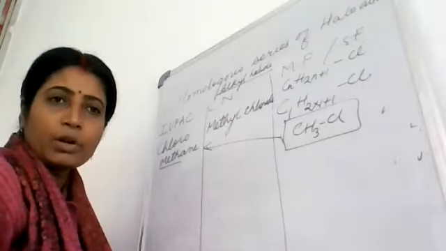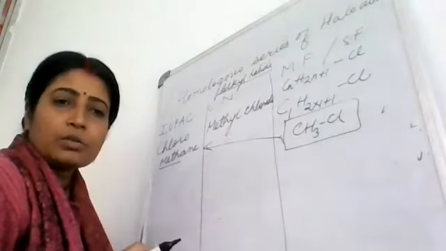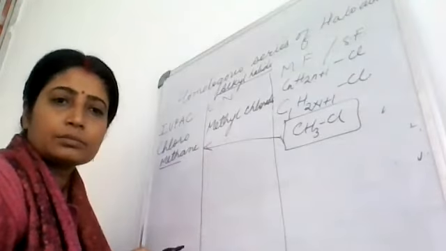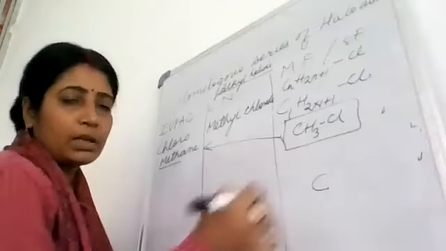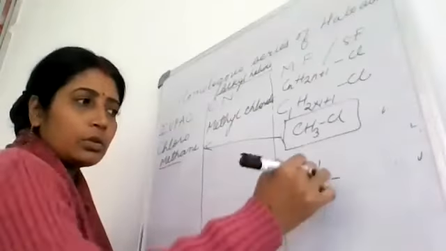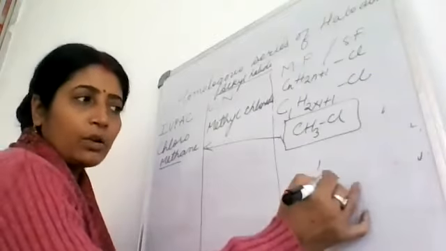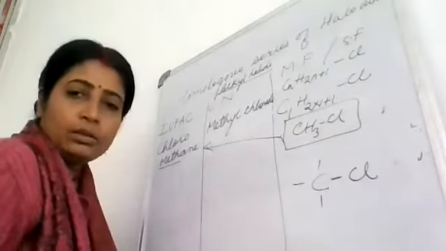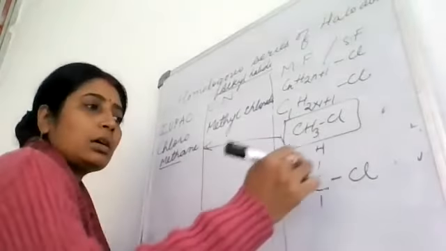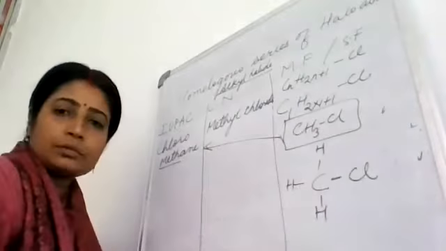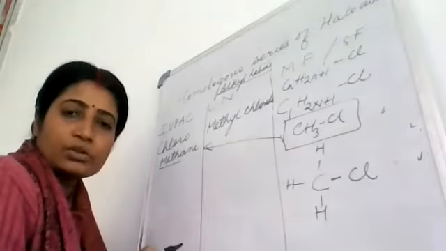For a structural formula, the first step you have to follow is to put the number of carbon. What is the number of carbon? One. So we'll put one carbon. You'll put a bond like this. In the end, always in the end, you will put chlorine. Then you put H here. We have got this structural formula.